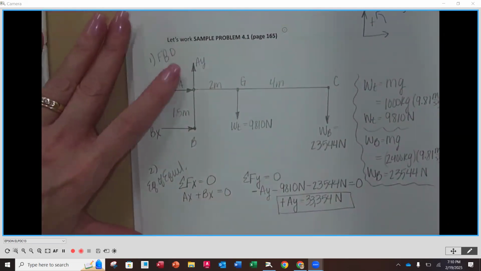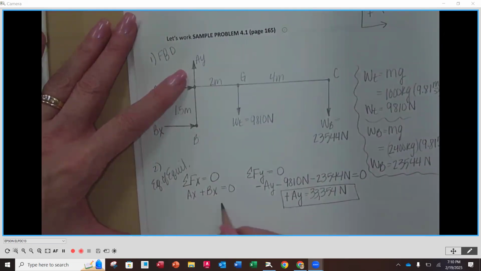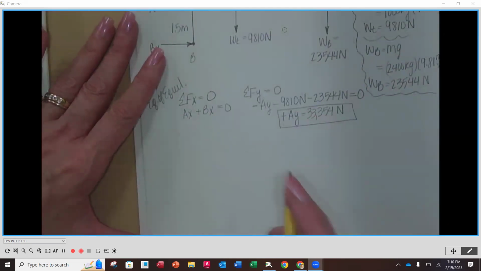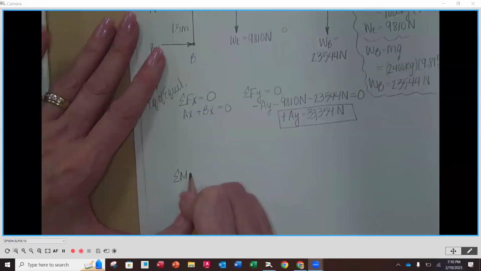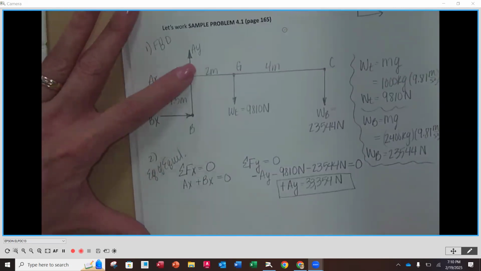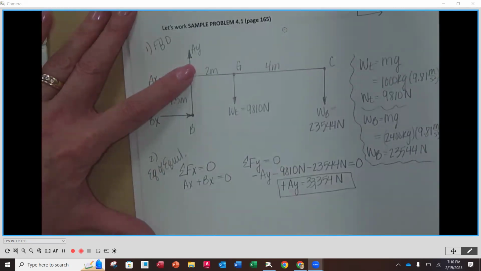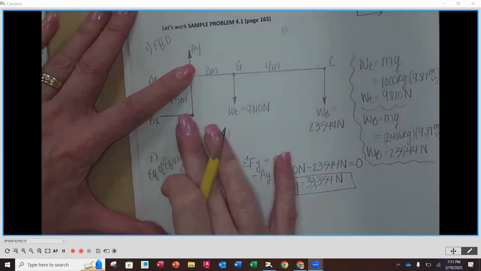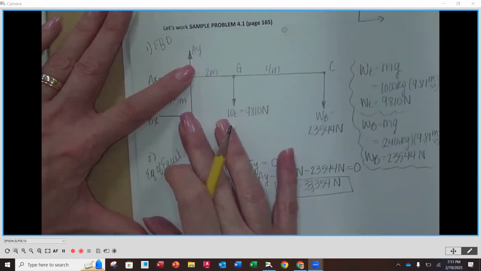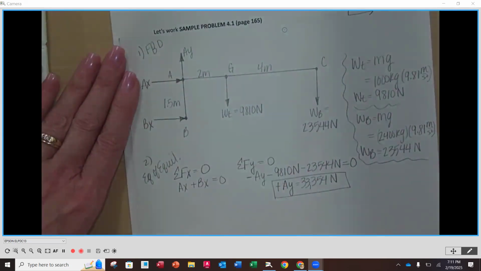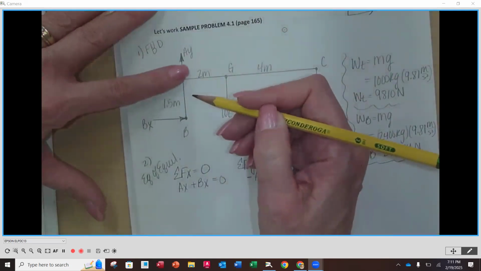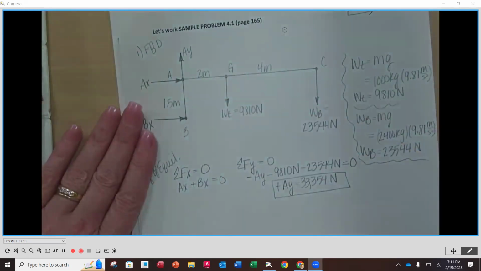Let's go back to the norm. So I'm going to leave a little room underneath my X because I know I'm going to add here. So I am going to sum my moments around point A equal to 0. That means I take out AY and AX, which is good. So I'm going to start with BX since it's right here. That is going to rotate in a counterclockwise direction, so it's going to be positive out front. So BX times perpendicular distance from A is going to be 1.5 meters.